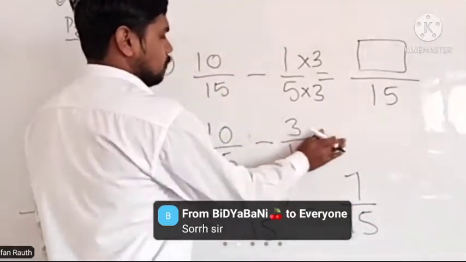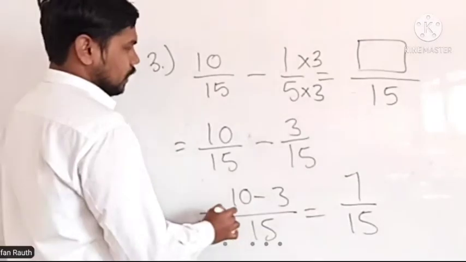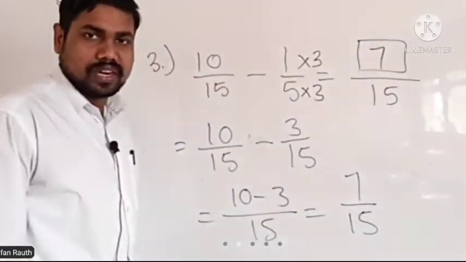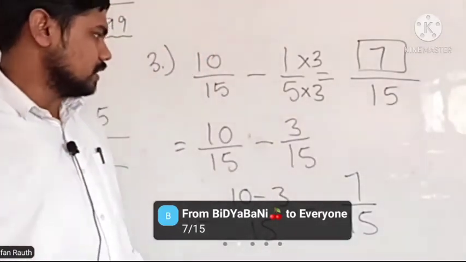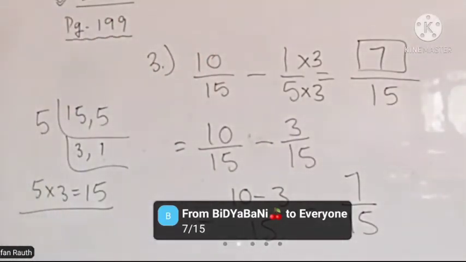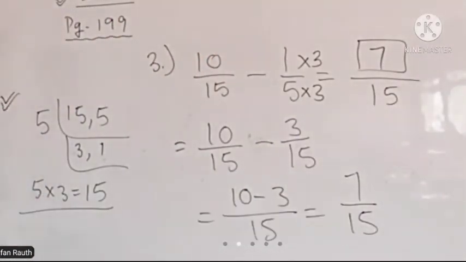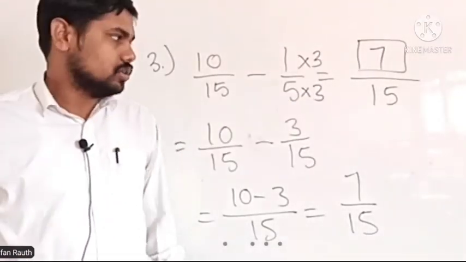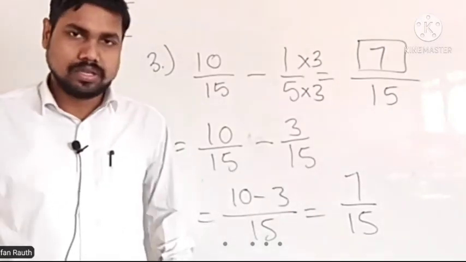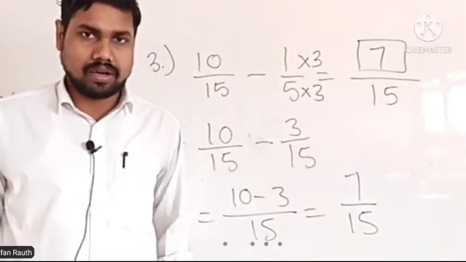So this will be the required answer. So here it will be 7 now. So very easily this is how you can write. Exactly, 7 by 15 is the absolutely correct answer. So very simply, you just need to keep in mind to take the LCM in case the denominators are not equal, and you need to make the denominators the same. After that you just need to add or subtract.